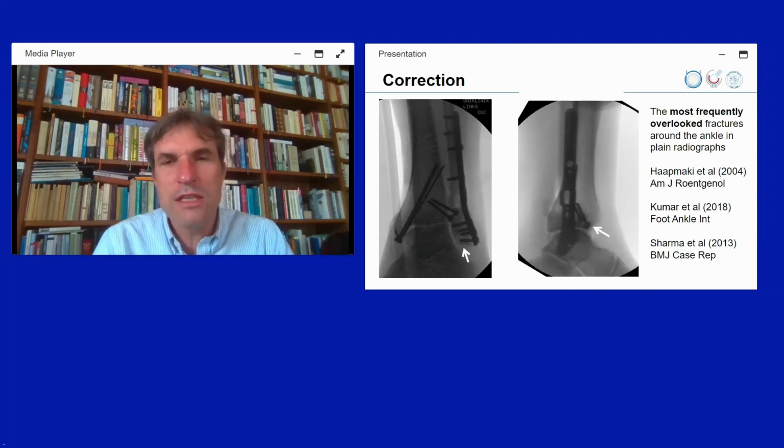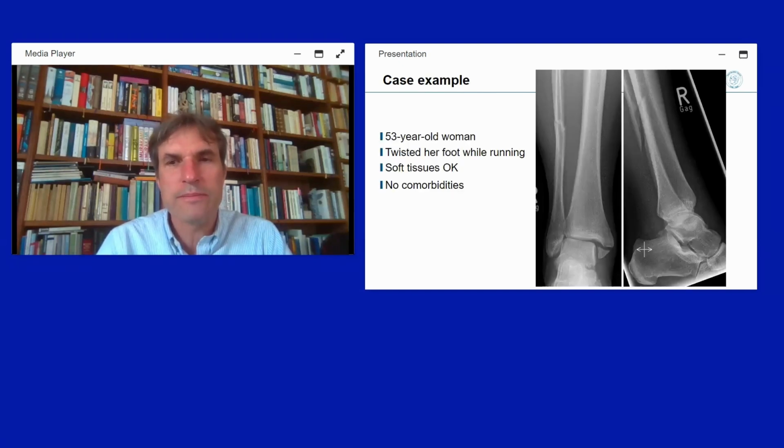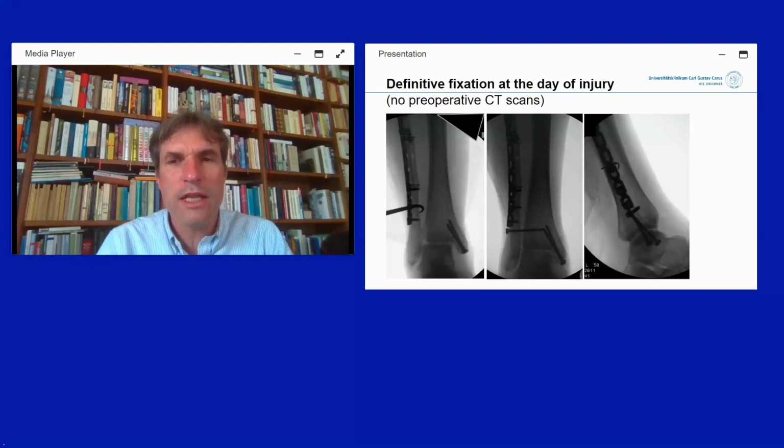But as you can also see in this example, correction of the anterior malleolus also leads to a correction of the fibular position and to a realignment of the ankle mortise. Here's another case example. An active 53-year-old woman, otherwise healthy, twisted her foot while running. So the soft tissues were okay. This was not a very high energy injury, no comorbidities. And since the OR was free, she was taken directly to the OR.